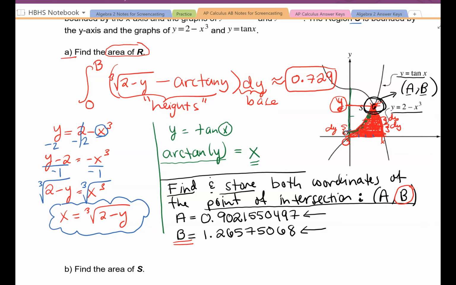So I can write my final answer on my paper. I've got my limits here, my integral written out, and then my final value for it, which was 0.729, rounded and truncated.